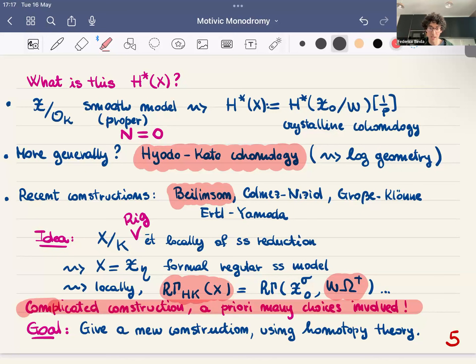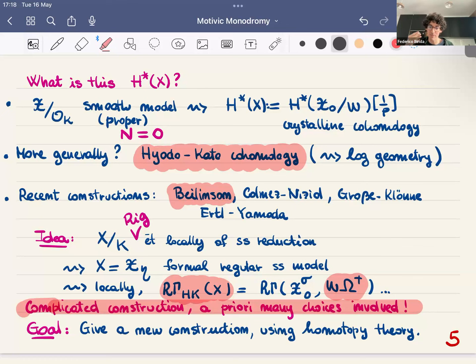And even if you achieve this, and of course you can do that, that's the work of all the people I mentioned, you immediately run into trouble if you want to show, for example, that this cohomology theory satisfies a Künneth formula. So what about the product? If you have a product of two varieties, even if they are semi-stable, the product is no longer semi-stable. So you have to blow up again, you have to resolve the singularities again, and so on and so on. Everything becomes very messy.